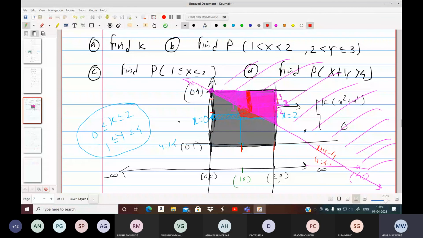So y is 4 minus x. So lower end of the strip is 4 minus x. And what is upper end? Y equal to 4. So these are the limits for y. And this strip moves for here, value of x is 0 and here value of x is 2. So 0 to 2 are the limits for x.